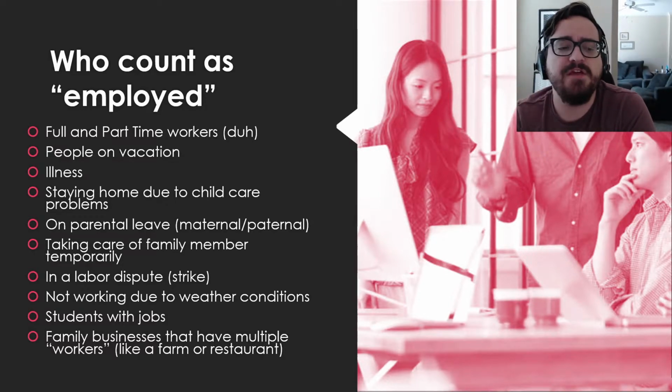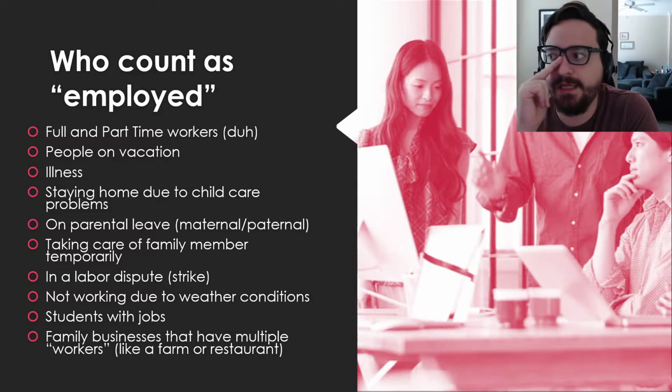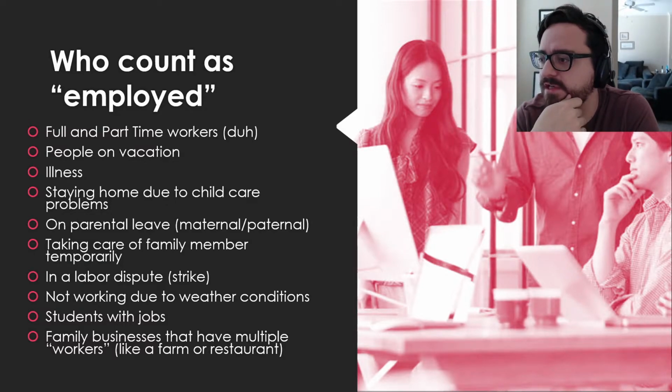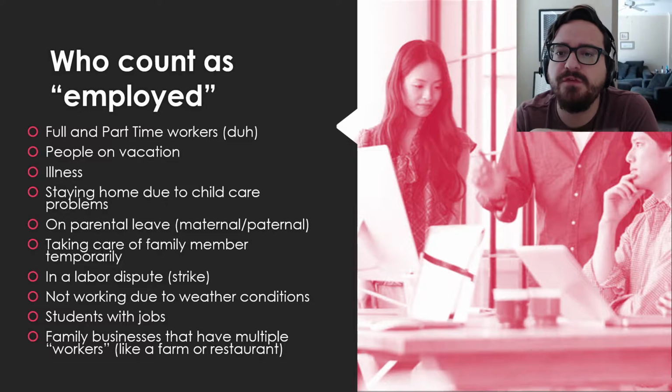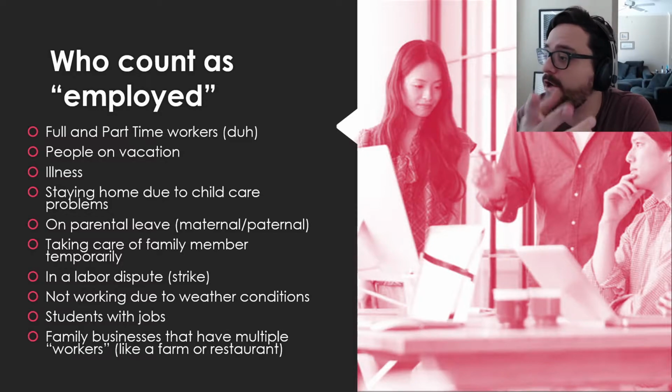The last one, if you work in a family business, say your mom owns a restaurant and you do dishes at the restaurant. Even if you don't get paid for that labor, you are also employed. That's the weird part, where you could not be getting paid and still count as employed if you're working for your family. A farm is an obvious example of that.